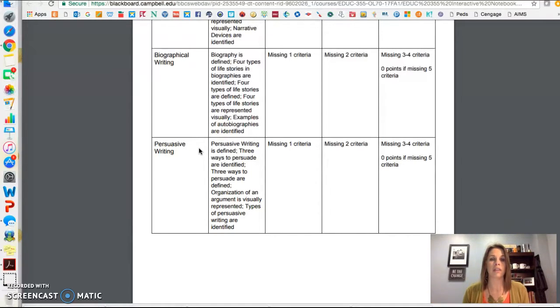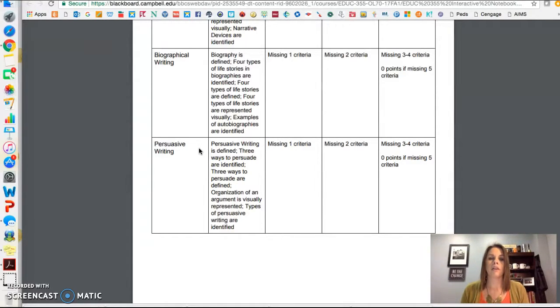So you need to make sure that at the very beginning of the chapter, we talk about 3 ways to persuade, and for each of those, that you define each of those. Then you also have the organization of an argument. How do we build our argument? Now, obviously, that's going to look a little bit different for younger students compared to older students, but in general, what is the organization that we follow to most clearly and articulately explain our reasoning and our arguments, and support that with our evidence.